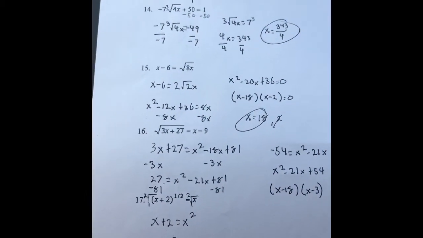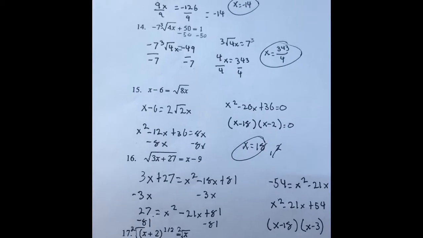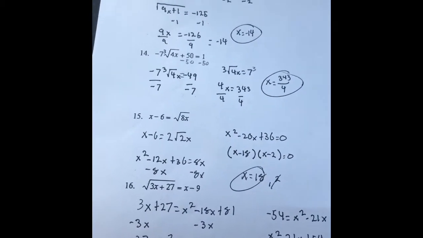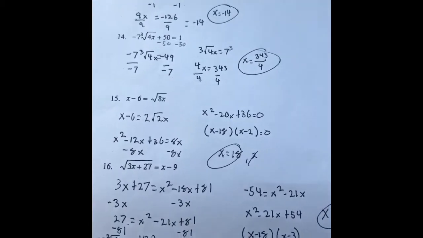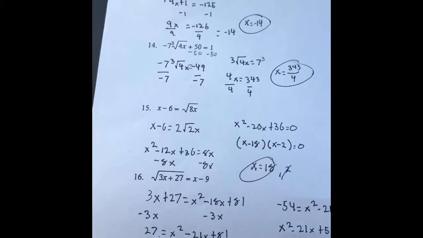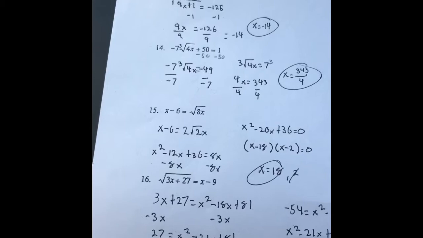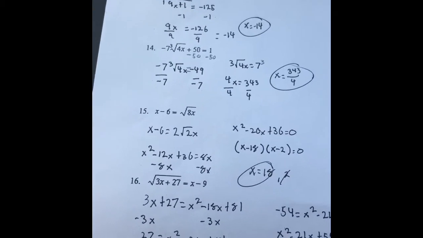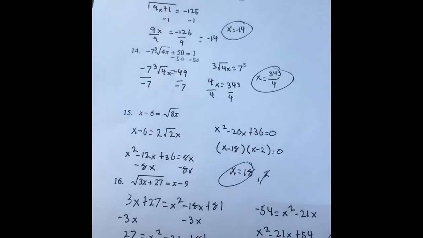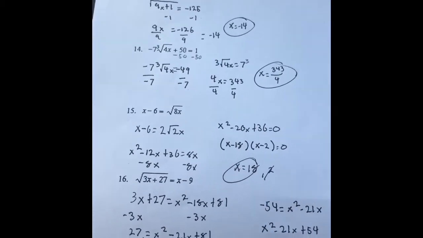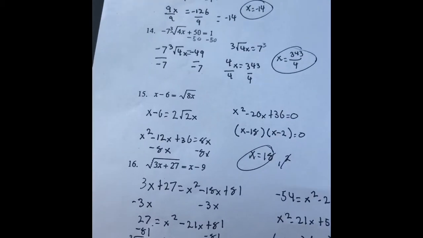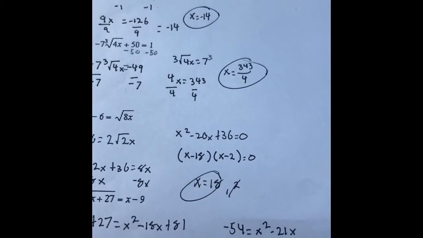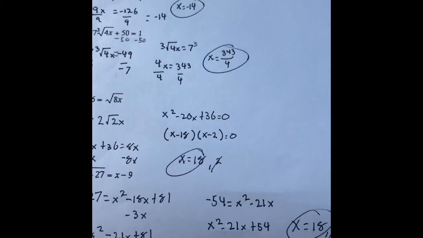For 15, you start off by simplifying the original equation and making it into x equals 6. x minus 6 equals 2 radical 2x. Then you have to square both sides, so then x minus 6 turns into x squared minus 12x plus 36, and the 2 radical 2x equals 8x. Then once you have this equation, you subtract 8x from both sides, and then you're left with x squared minus 20x plus 36 equals 0.